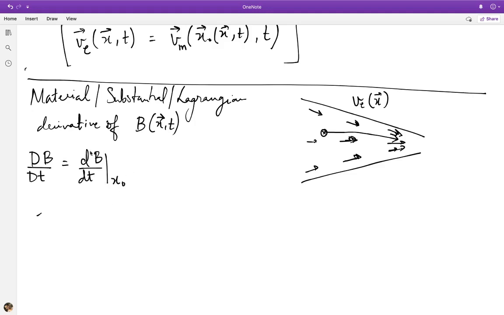Yes? So usually, because we don't want to keep introducing this x naught in notation, we replace what this derivative means by the notation capital D by capital Dt. Alright. So what does this mean? In order to operate such a derivative, time derivative keeping x naught fixed, I first need to use the mapping between x and x naught. So I know B as a function of Eulerian coordinates x and t. So I replace the Eulerian coordinate x in terms of its mapping x naught comma t, in this manner.